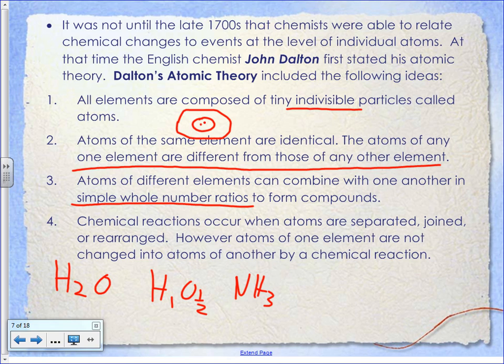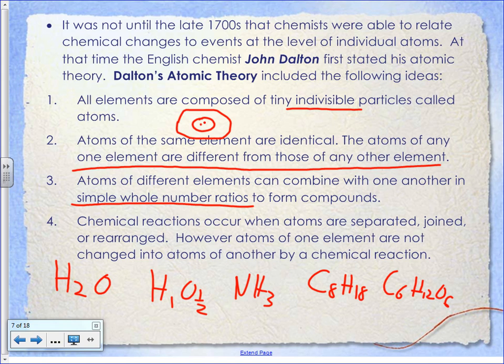Even more complex things like C8H18, or C6H12O6, which is glucose. They're always whole numbers. They're never going to be halves, 3/4, or anything like that.